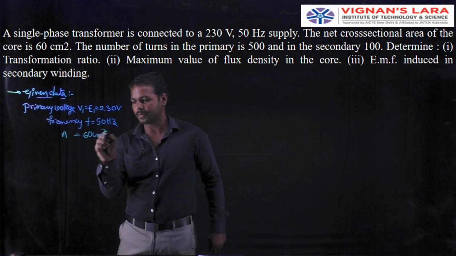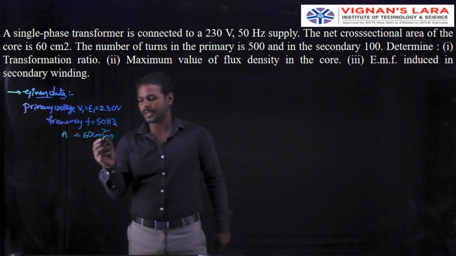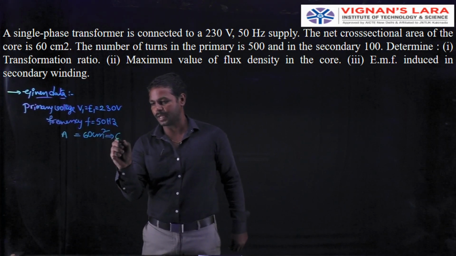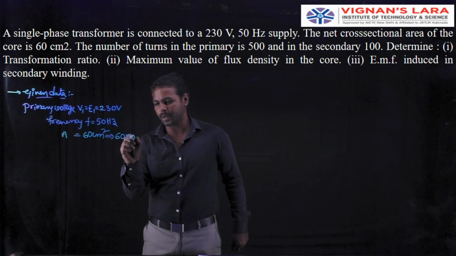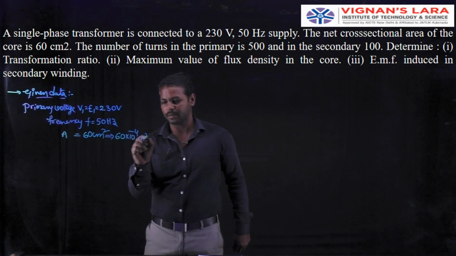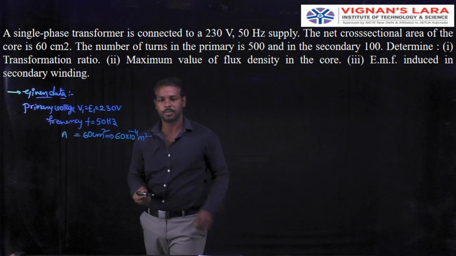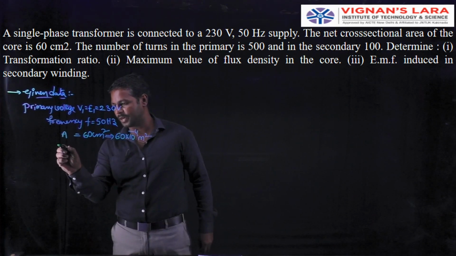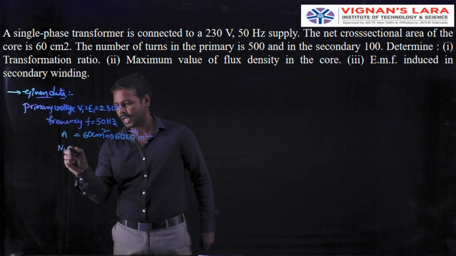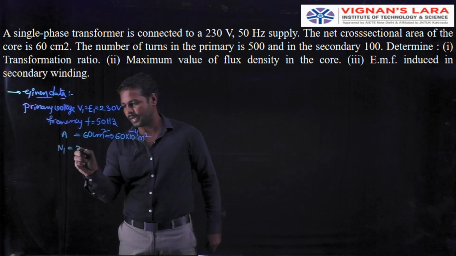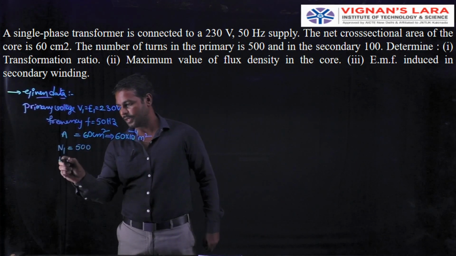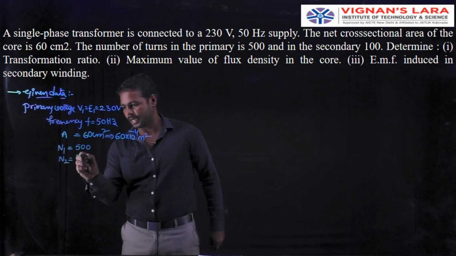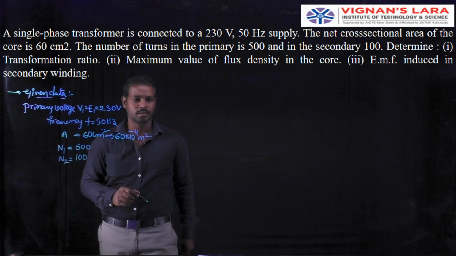Which is to be converted into meter, because we are using SI units, centimeter square is to be converted into meter square. 60 into 10 power minus 4 meter square. The number of turns in the primary, which is denoted by N1, N1 is equal to 500. N2 is equal to number of turns in secondary winding is equal to 100.